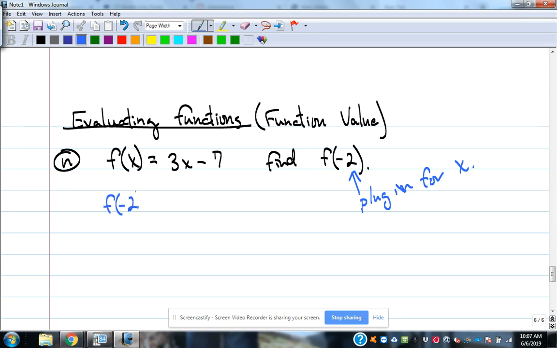So f of negative 2 is 3 times negative 2 minus 7, which we did evaluations on Tuesday with variables in an expression. The only difference here is that we're dealing with a function, okay? This is f of negative 2. It's not f times negative 2. You're not going to get f by itself here. That's just saying, hey, the x value is negative 2. We want to find the y value that goes with it. That's what we're doing. We're finding an ordered pair is really all we're doing. So 3 times negative 2 is negative 6, and then minus 7, and that'd be negative 13. So f of negative 2 is equal to negative 13.